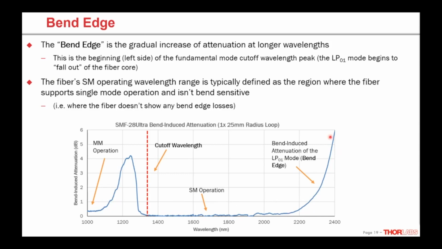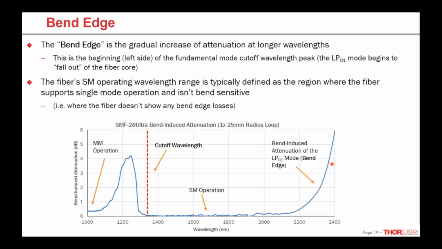We just can't measure the rest because this is the last mode. So maybe there would be a big peak here if you had some sort of magical mode -1. But the fiber doesn't guide light, so we can't measure that. So what this is called, it really is the start of another cutoff wavelength peak for that LP01 fundamental mode. We call it the bend edge. And that's really where the fiber stops guiding light.